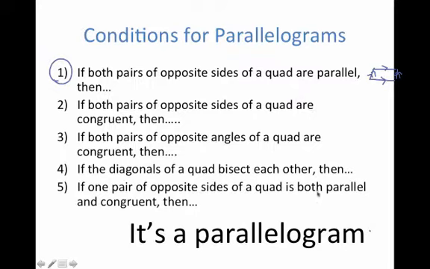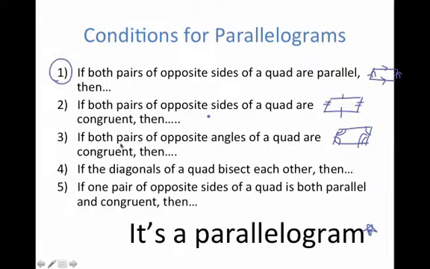The second, third, fourth, and fifth are theorems. The second one says if both pairs of opposite sides of a quadrilateral are congruent, then it's a parallelogram. So if I have a quadrilateral and I know opposite sides of the quadrilateral are congruent, I know it's a parallelogram. The next theorem says if both pairs of opposite angles of a quadrilateral are congruent, then it's a parallelogram. So if I have a quadrilateral, I know its opposite angles are both congruent to each other, then it's a parallelogram.